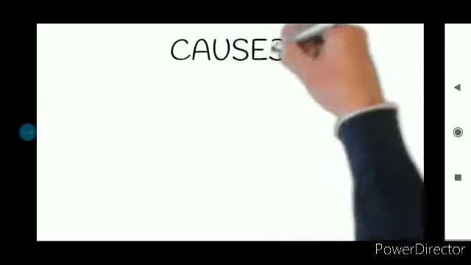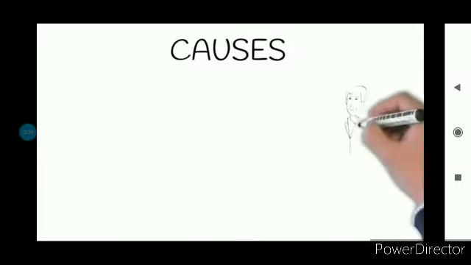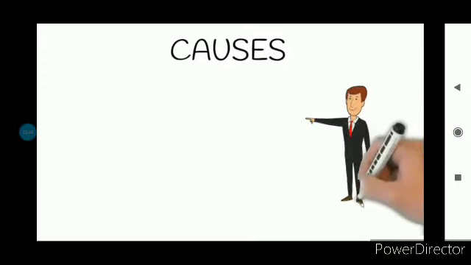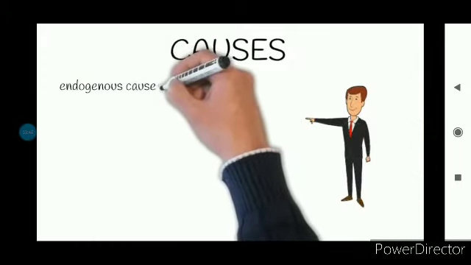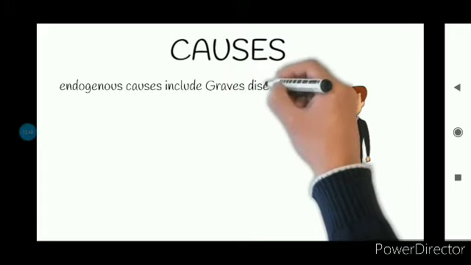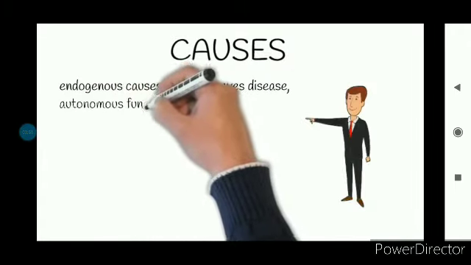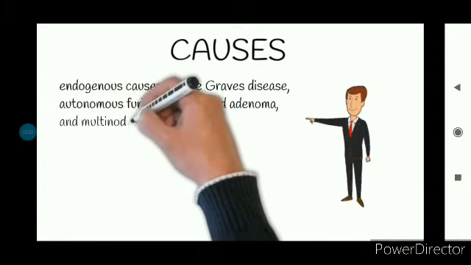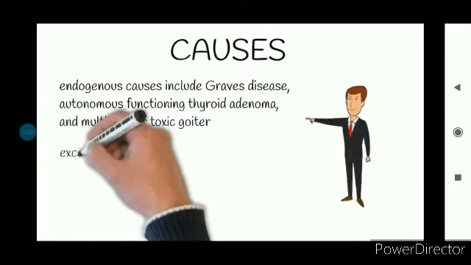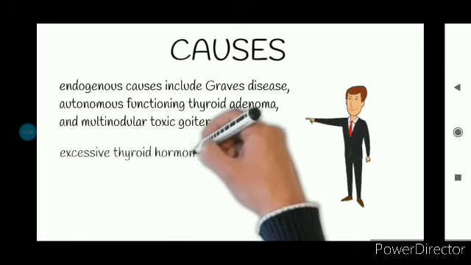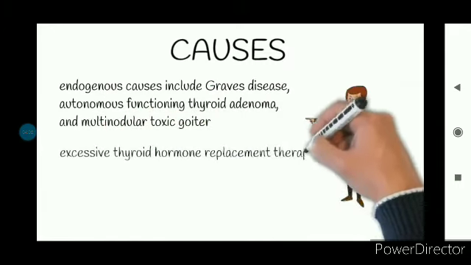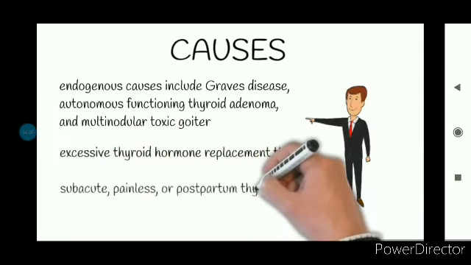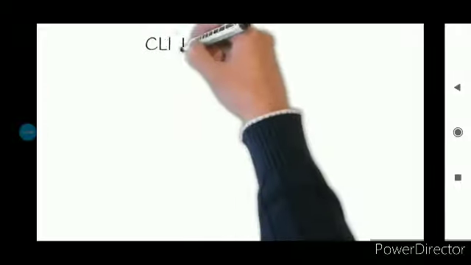Causes. Subclinical hypothyroidism may result from endogenous overproduction of thyroid hormone. Common causes of endogenous subclinical hypothyroidism include Graves' disease, autonomous functioning thyroid adenoma, and multinodular toxic goiter. Subclinical hypothyroidism may also be caused by excessive thyroid hormone replacement therapy in patients with hypothyroidism. Transient TSH suppression may occur during subacute, painless, or postpartum thyroiditis.